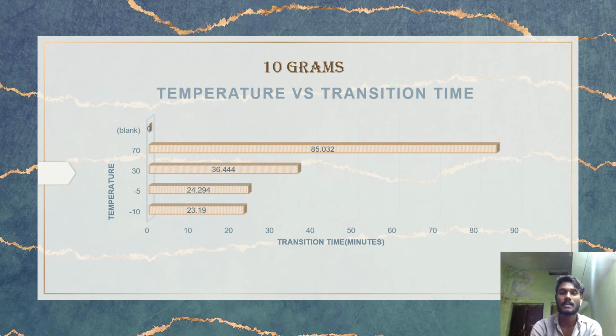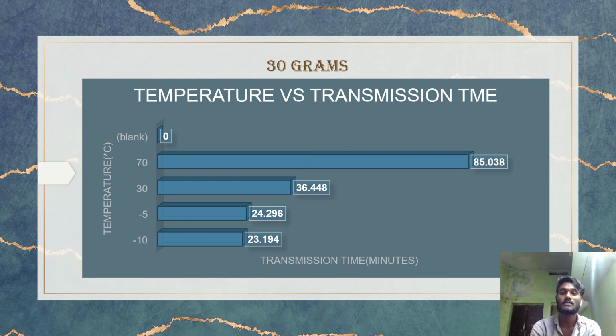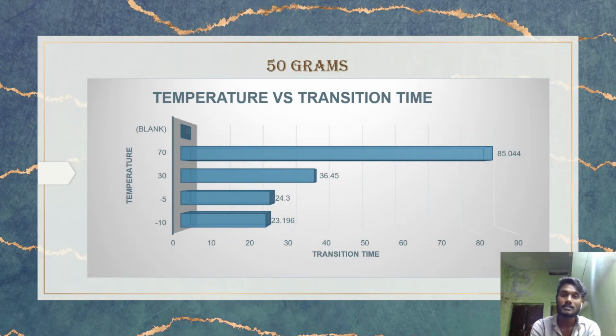The temperature versus transition time graph at 10 grams mass. Here we can see the temperatures we take, minus 10, minus 5, 30, 70 degrees centigrade, and transition times from 0 to 90 seconds. Here when the temperature increases, the transition time also increases, as you can see. Here is the graph of temperature versus transition time at 30 grams mass. Here also, the same: when the temperature increases, the transition time also increases. At 50 grams also, in the temperature versus transition time graph, when the temperature increases, the transition time also increases, as we can see in the observations and calculations.